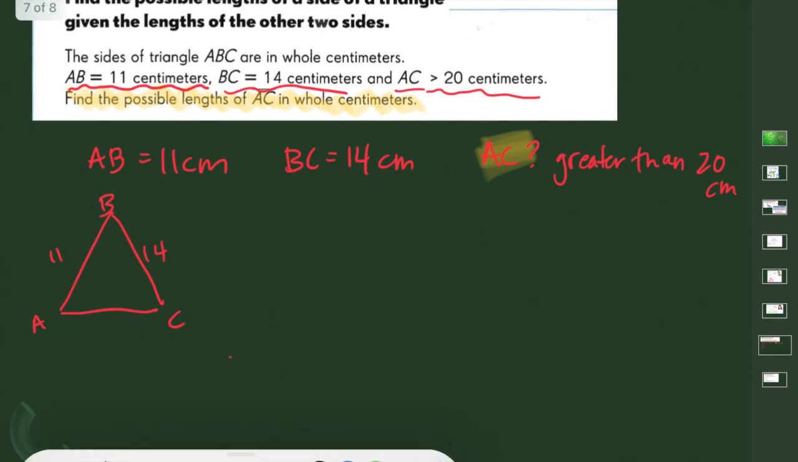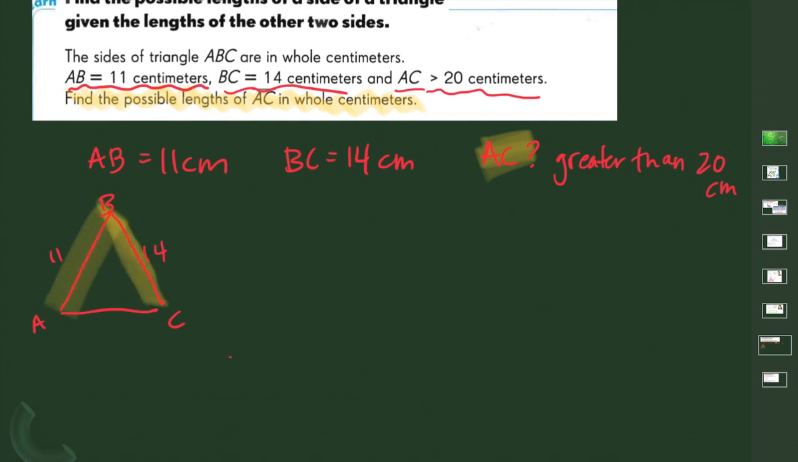Some of you might already be jumping in and thinking about this. I'm a visual person, so it helps me to see the triangle with the side lengths that we do know plotted out, even if it's not drawn to scale. Because we know that two lengths, when added together, have to be greater than the third side length, let's add the two sides that we do know together.